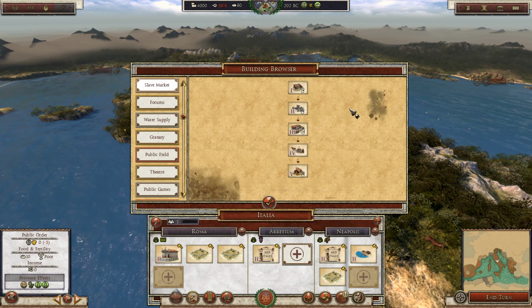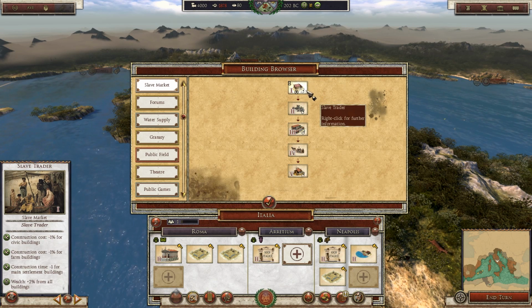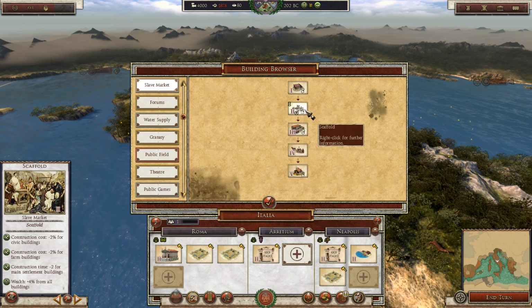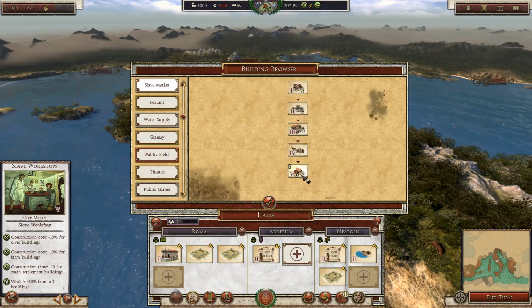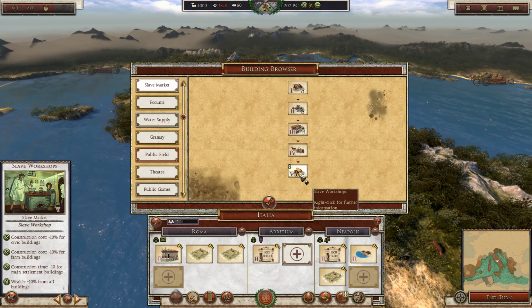The slave market chain brings slaves into a province, reducing the cost and time for buildings, as well as boosting the income from all main buildings. This chain is best served in high-profit provinces throughout your empire.